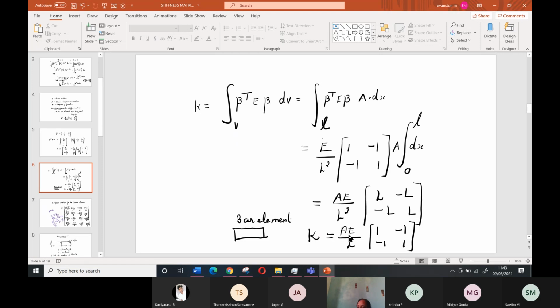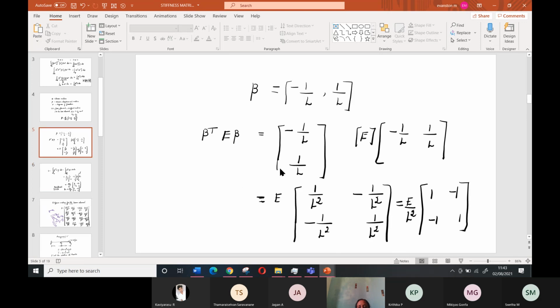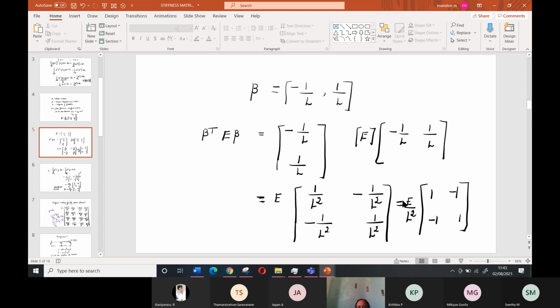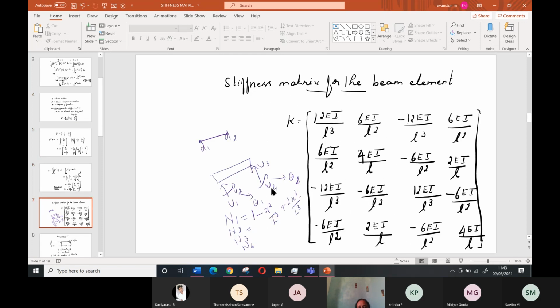K we have already derived in the first unit also. K is A by L times the matrix 1 minus 1, minus 1 1. So the same stiffness matrix, using the finite element and the shape function, I was able to derive. That's what I wanted to convey to you. Similarly, for the bar element, when you do beta transpose E beta and integrate between 0 to L, you will get the stiffness matrix.